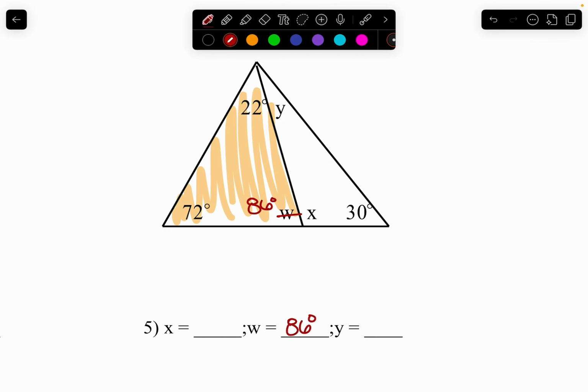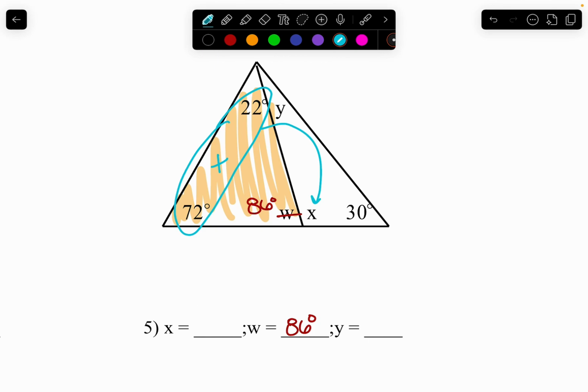Now that I know angle W, when I look at the right triangle that has y and x in it, I only have one of those angles, but in order for me to find one of them, I need two of them. So there's a couple things that I can do from here. I can either implement the remote interior angles that I just talked about a second ago, where I add these two angles together and set them equal to my exterior angle. That's one option.